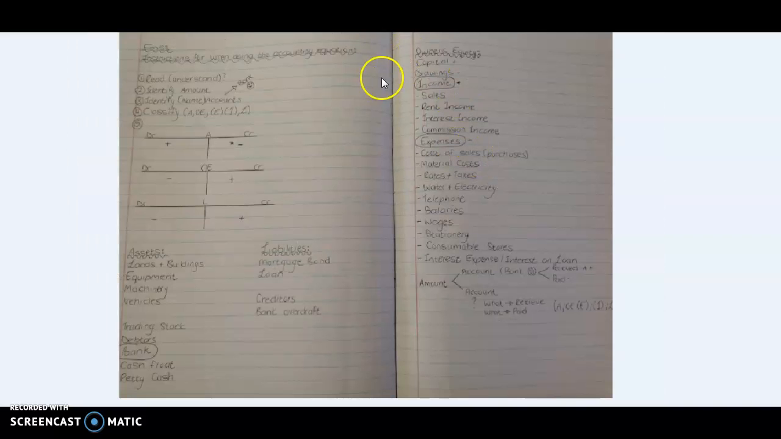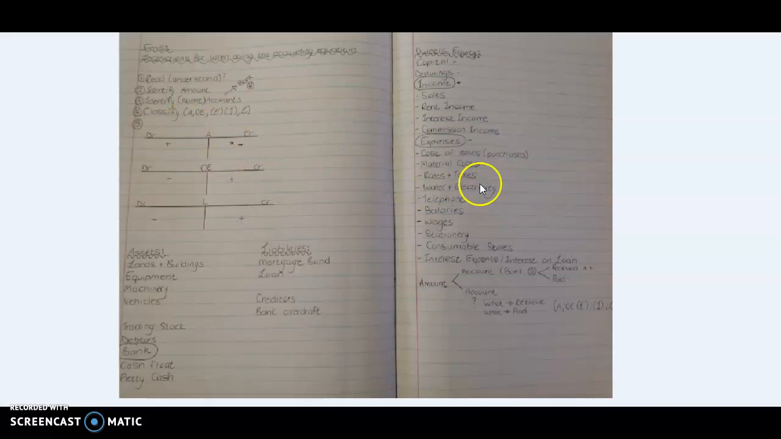Owner's equity would be your capital and your drawings. Apparently, capital is a positive, a credit, and drawings is a minus for you. Your income here is things like your sales, rent income from properties that you rent out, your interest income or commission income.